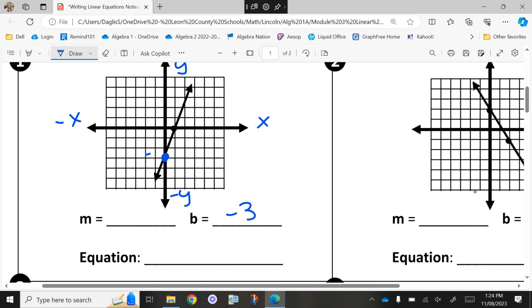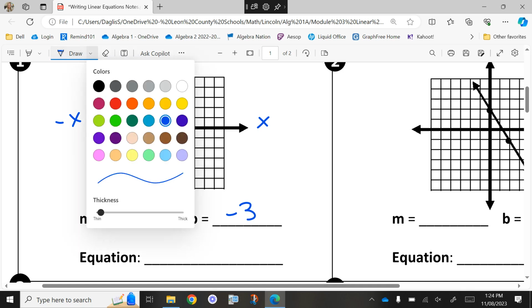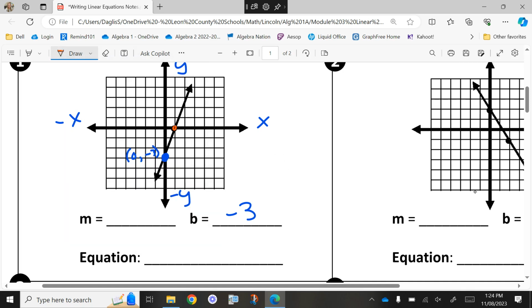Now, this is technically (0, negative 3). How did that move to reach this point right here? I don't even need to know what the actual coordinate point is. I just need to know how I move from one to the next. So how do we move? I went up how much? 1, 2, 3, and I went over 1. So if I went up 3 and over 1, that's going to be a positive 3.